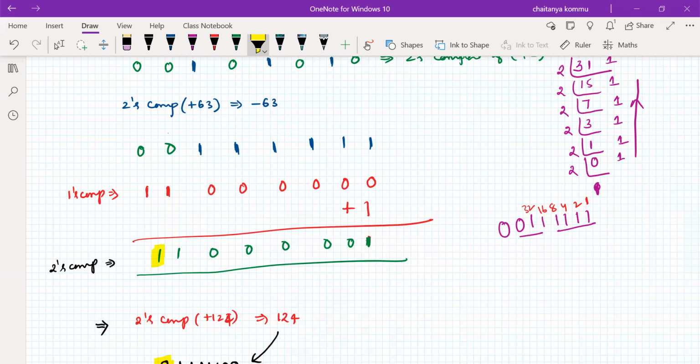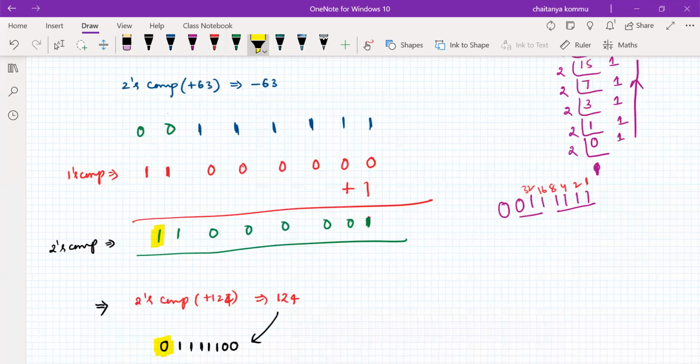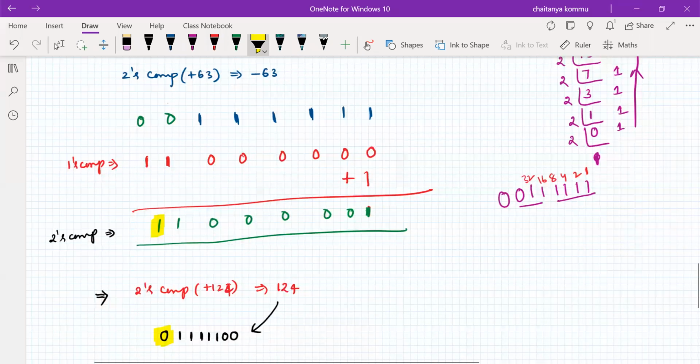That's how we have to remember. Okay, fine. We'll do one other example, then we can leave. Okay, please wait for 2 minutes, so that it will be completed.